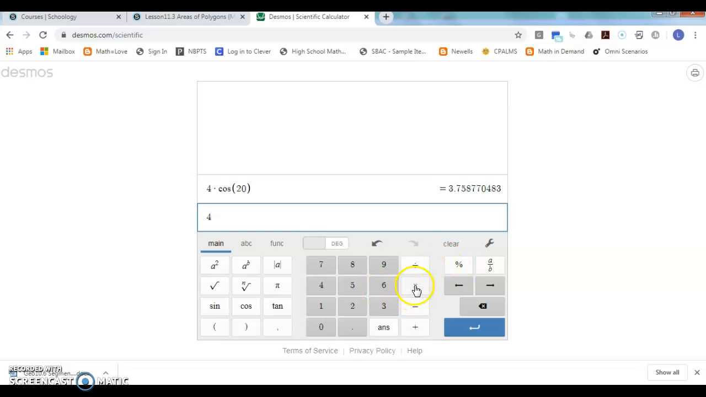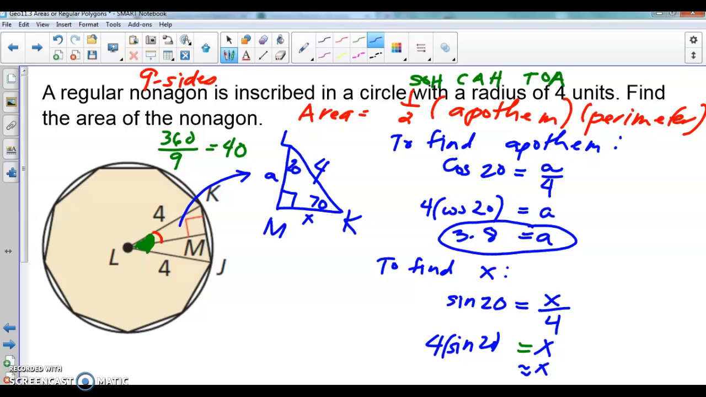4 times, we're using sine now, so sine 20. That's 1.4 to the nearest tenth, right? So going back here, it's going to be 1.4.